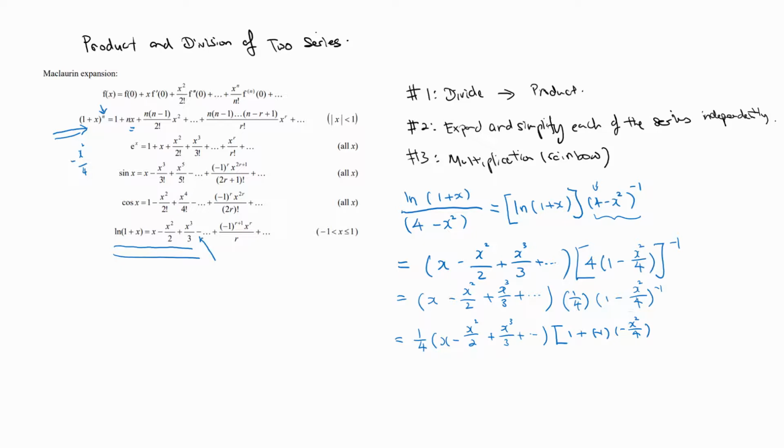And since we need up to x cubed, we can go down the series and get more terms. So that will be n times n minus 1 over 2 factorial. In this case, we will have a minus 1, then n minus 1 will be minus 2 over 2 factorial. And then we have x squared, which is minus x squared over 4. We replace x with minus x squared over 4, then we square this.